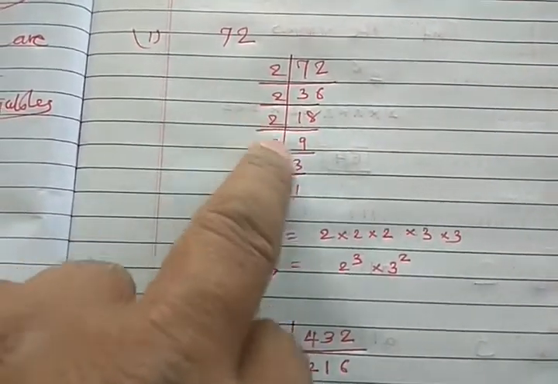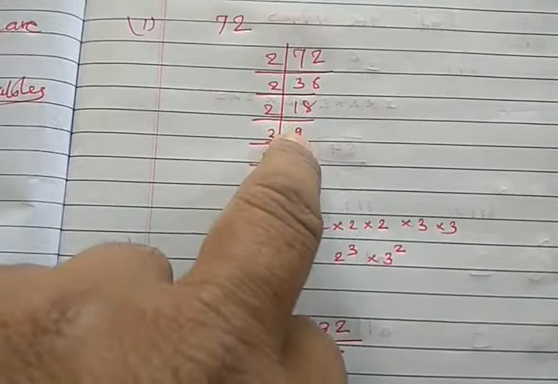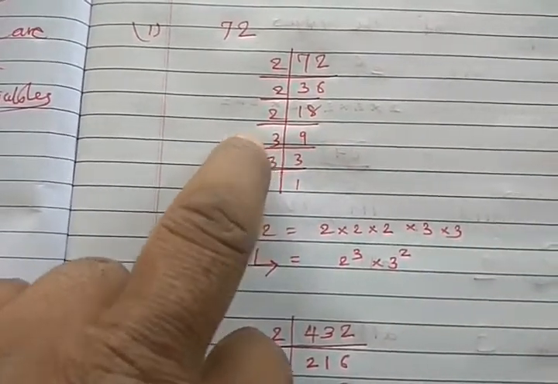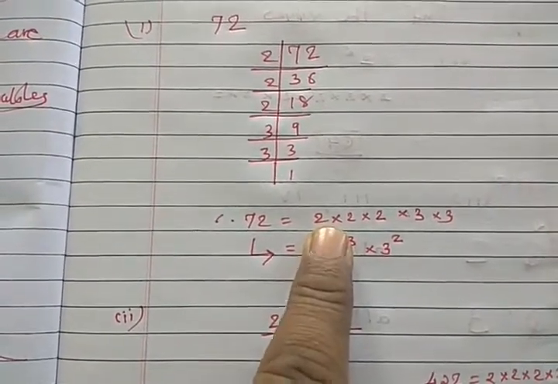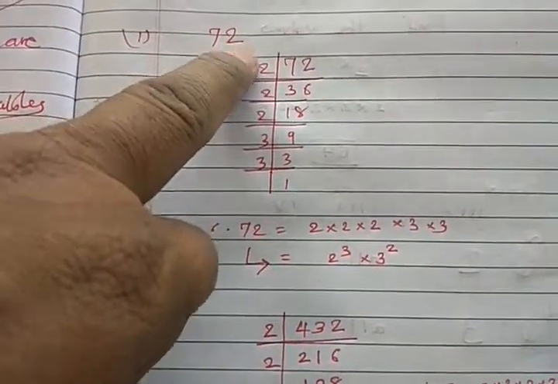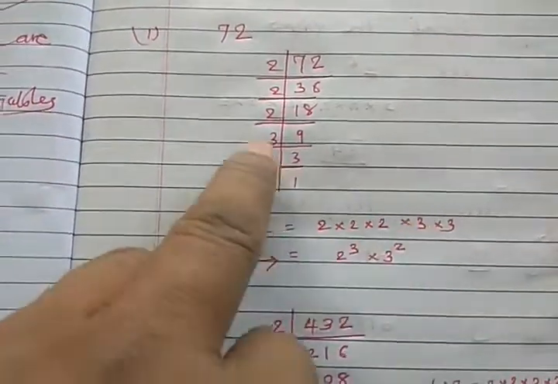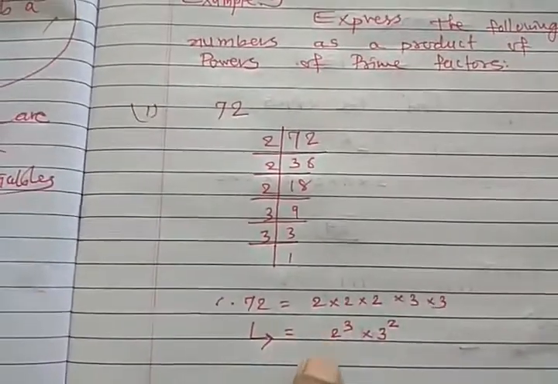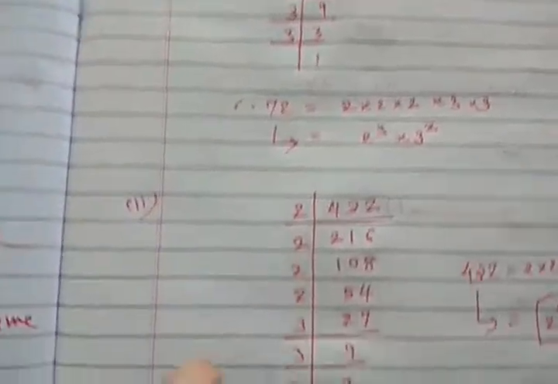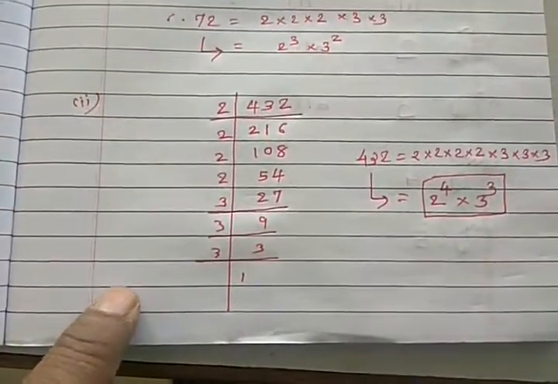2 36s are 72, 2 18s are 36, 2 9s are 18. Now it is not divisible by 2, so take 3. 3 3s are 9. So what is our simplification? 72 is equal to 2, how many times does it come? 3 times. 3, how many times does it come? 2 times. So 2 raised to 3 and 3 raised to 2. This is the exponential form of 72. Like this way you can do this also.